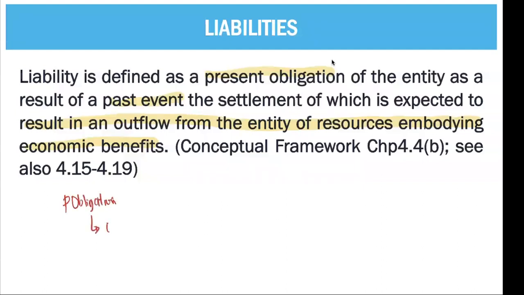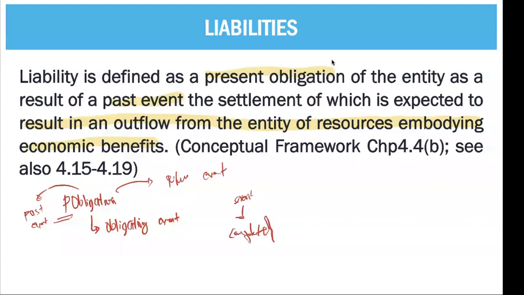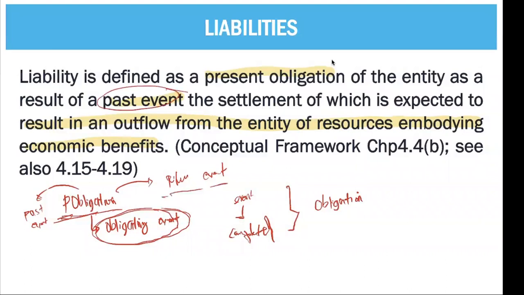This present obligation may be based on a particular obligating event. So there must be an obligating event which creates your obligation. Take note, it must be present obligation based on a past event. It is not an obligation based on a future event. So the event must have been completed first before there is an obligation. Take note of this. The present obligation is based on an obligating event. That obligating event is based on a past event and not a future event.